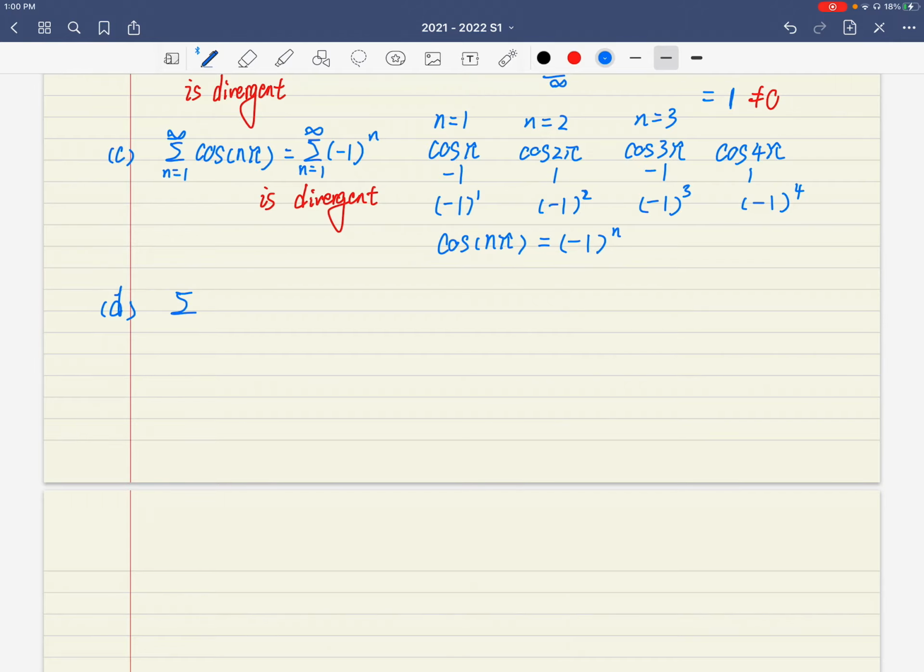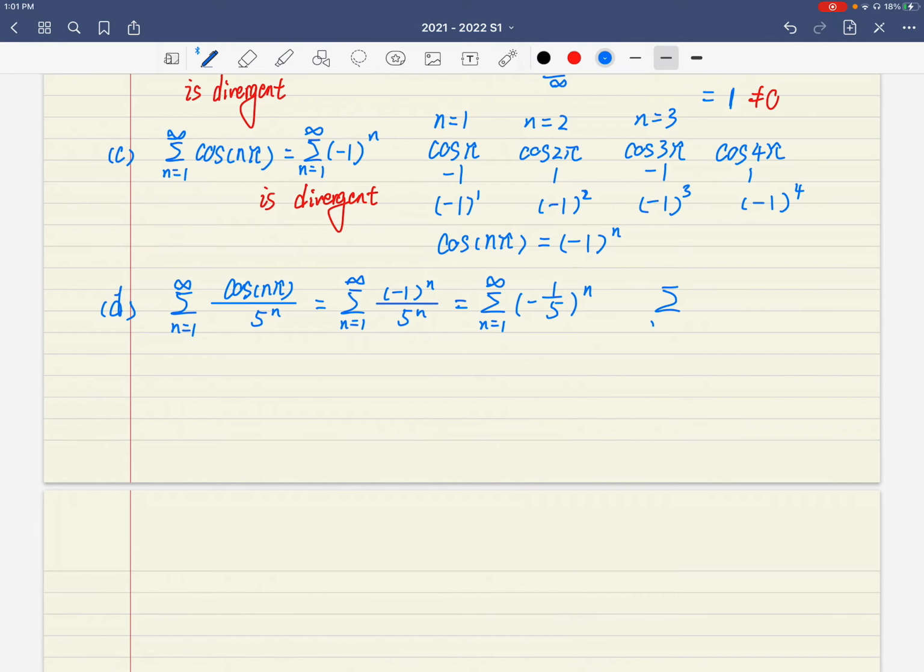Okay, part D, it is (cosine n pi over 5) to the power of n. So the first part, cosine n pi, it is negative 1 to the power of n, over 5 to the power of n, right? Just now we've proved cosine n pi is equivalent to negative 1 to the power of n. So it is very clear, right?